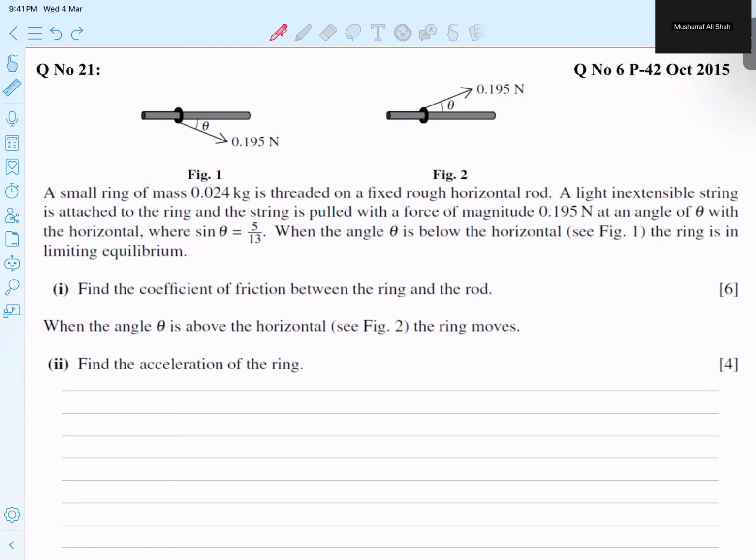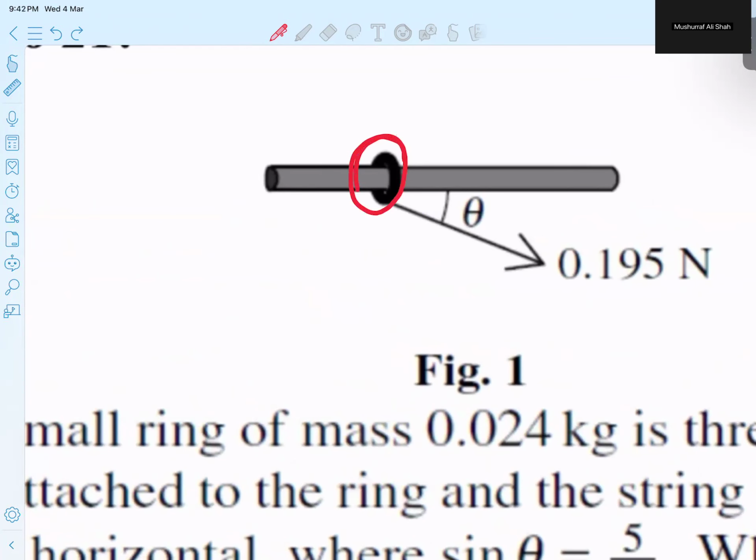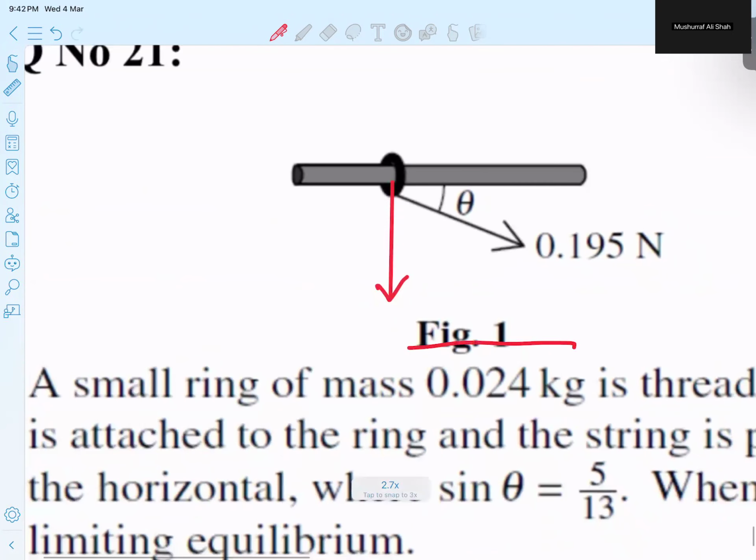When a ring is placed on the rod, or anything is placed on a table, its mass acts downward and becomes a weight component. And what's the mass? 0.04 times 10. So I'm getting 0.24 newtons. And R is always called the normal reaction.